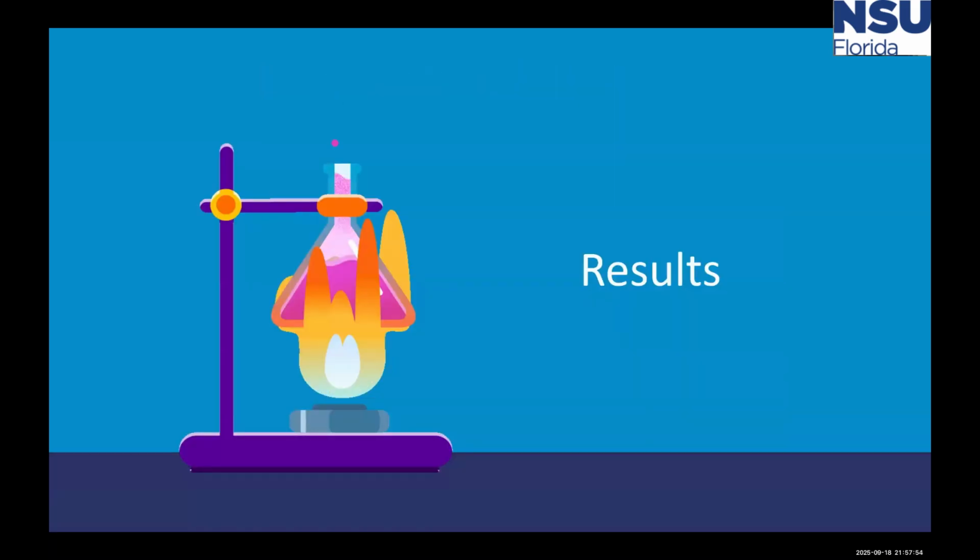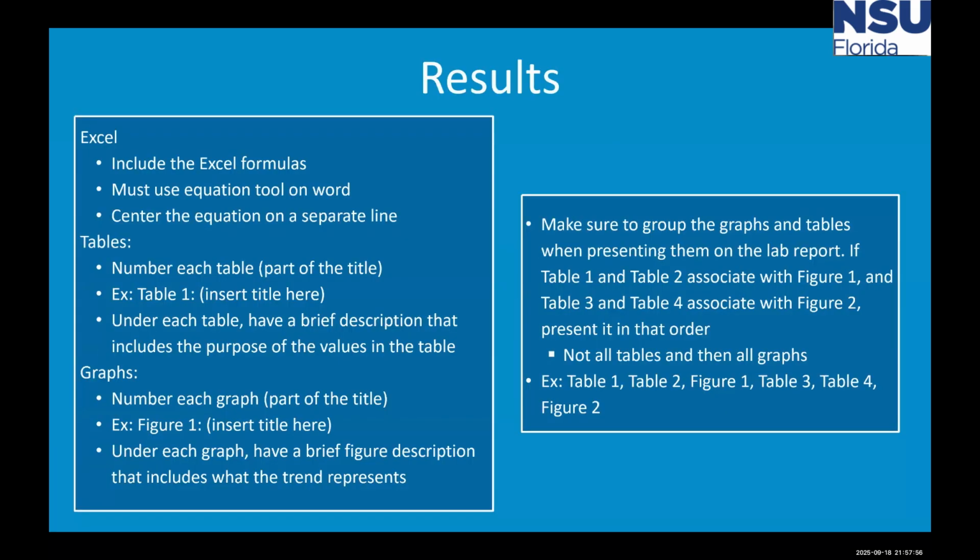Okay, so your results section. For your Excel, you need to be including your Excel formulas. You have to use the equation tool on Word, and you need to be centering the equation on a separate line. For your tables, they need to be numbered and they need to have a title. So in your title, you should be writing table 1 and then the title of the table. And that should be followed by a brief description that includes the purpose of the values in the table.